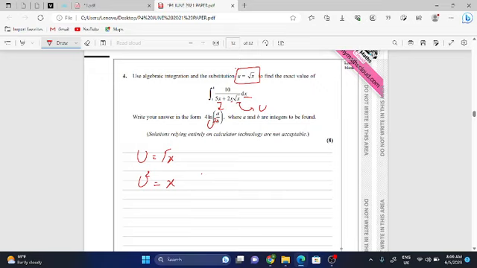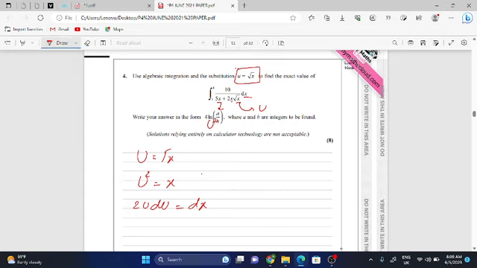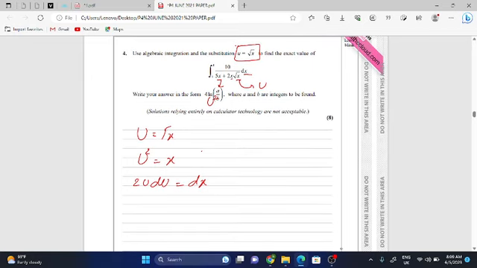What about dx? dx is basically the derivative of x. So it would be 2 times u du, which is equals to dx, right? So dx is equals to 2u du. At every place where x is used, I have to plug its values.